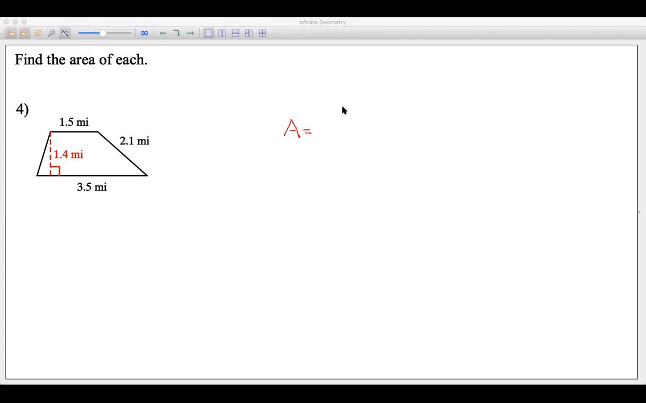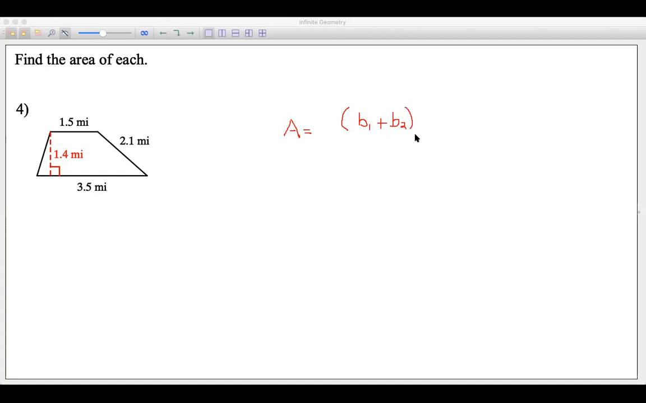Nobody knows the formula? I do. What is it? Area, base times... No, you've already got it wrong. Times plus that times the two bases added together. So base 1 plus base 2. The two bases are the parallel sides.